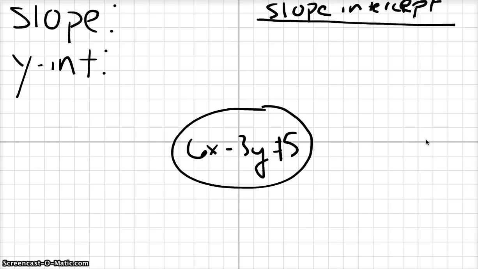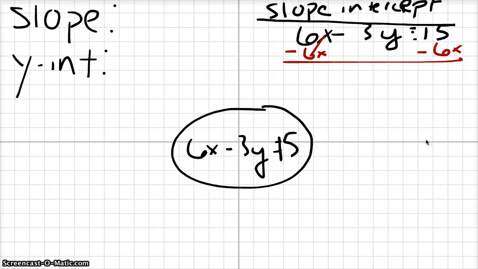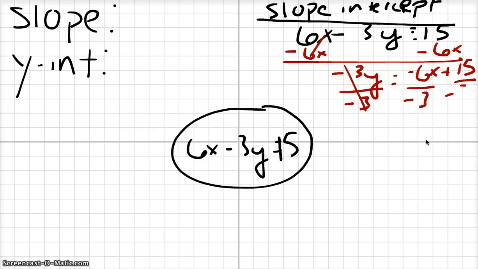So we started off with 6x minus 3y equals 15. First step is to move my x. So I had positive 6x, so I'm going to subtract it, because remember, you always got to do the opposite. So I'm left with negative 3y equals negative 6x plus 15. Then the number in front of the y, we're going to divide everything by. So divide by negative 3. So I'm left with y equals 2x minus 5.